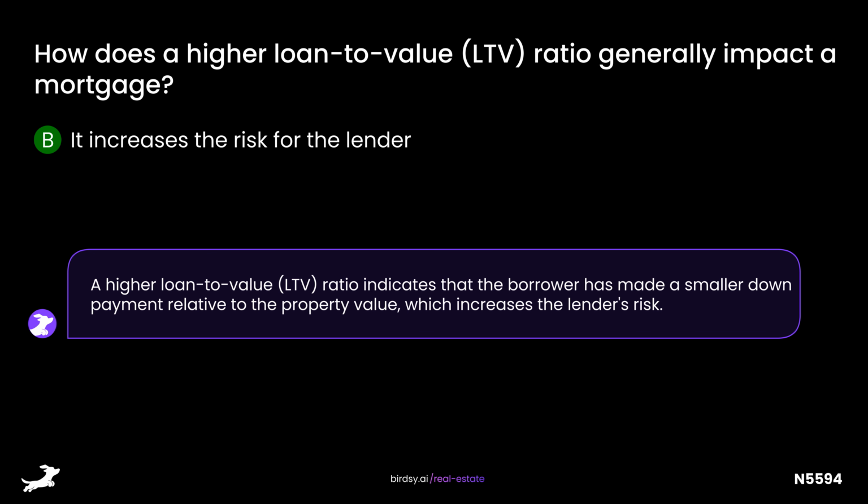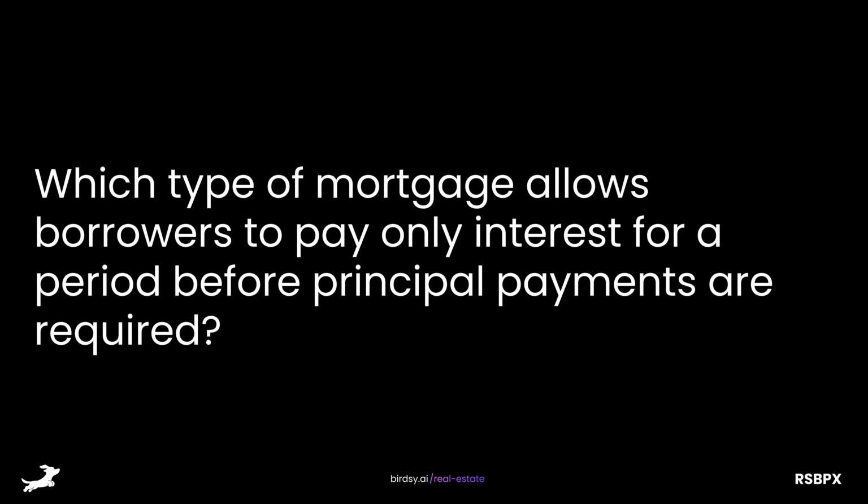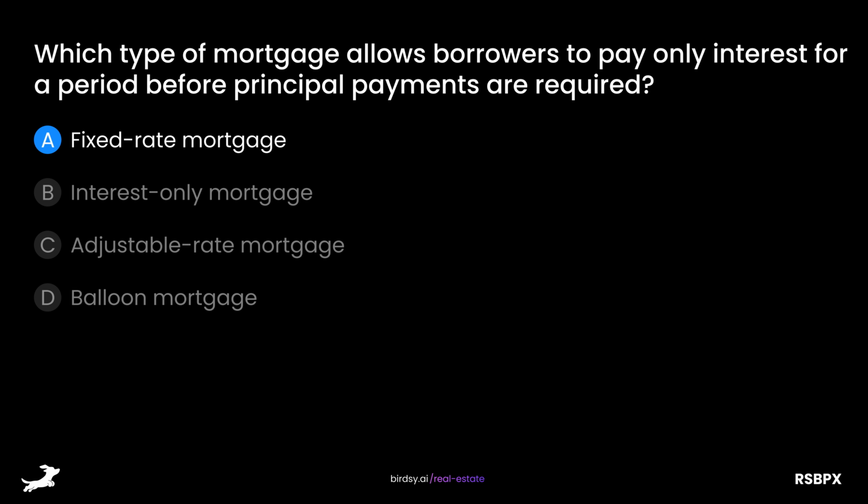A higher loan-to-value (LTV) ratio indicates that the borrower has made a smaller down payment relative to the property value, which increases the lender's risk. Types of loans and mortgages. Which type of mortgage allows borrowers to pay only interest for a period before principal payments are required? Is it A, fixed-rate mortgage, B, interest-only mortgage, C, adjustable-rate mortgage, or D, balloon mortgage? The answer is B, interest-only mortgage.